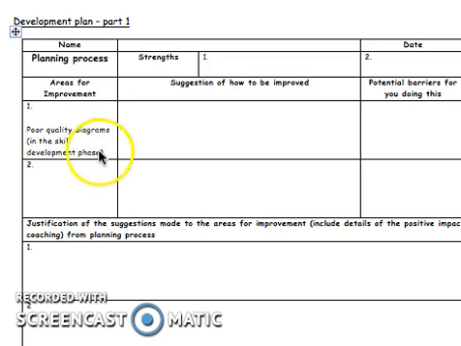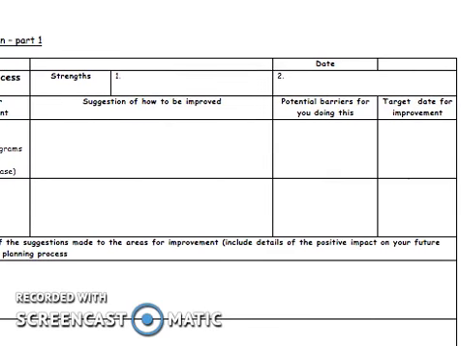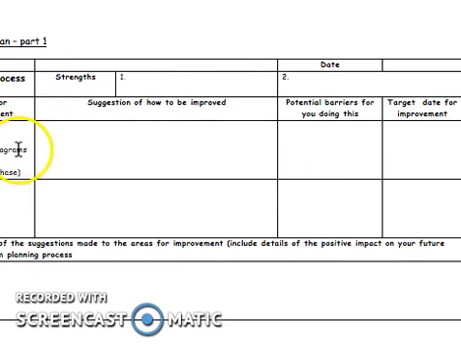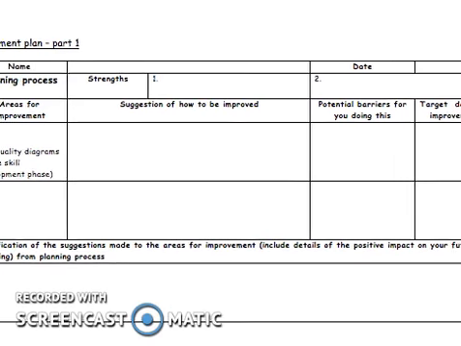We can see an example. So poor quality diagrams in the skill development phase. That could be something that we're highlighting as an area for improvement. Now, if I just scroll along a little bit to see what we need to do further, after we have this area for improvement identified, these 3 columns here: suggestion of how to be improved, potential barriers for you doing this, and a target date for improvement. Those are the 3 boxes which relate to the merit criteria for that particular area that we need to improve.